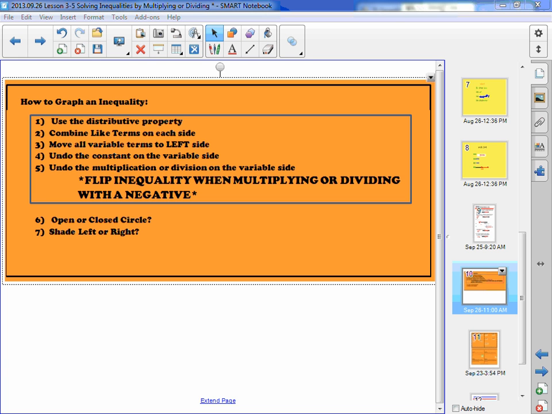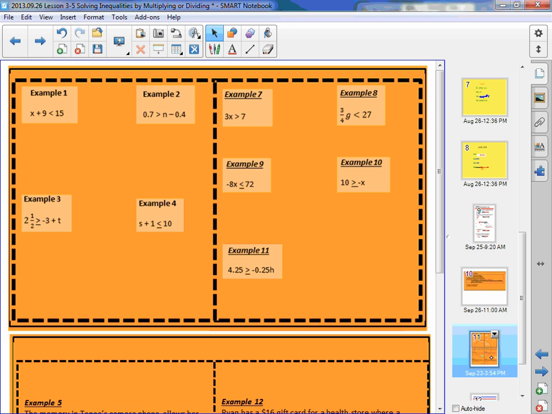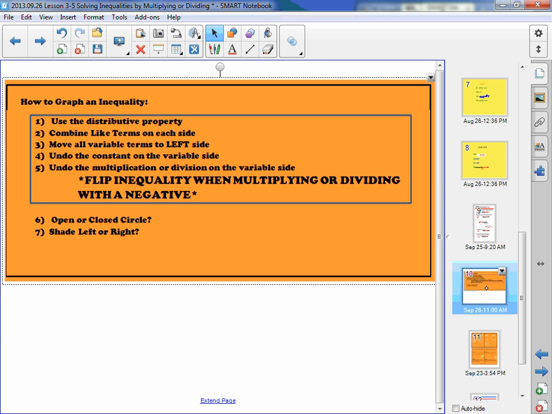Okay, so we are looking in our orange packet that we've been working with the last couple days. We're going to really be working on this page for the most part. We're going to do examples 7, 8, 9, 10, and 11. But in your packet, would you flip and find this page?